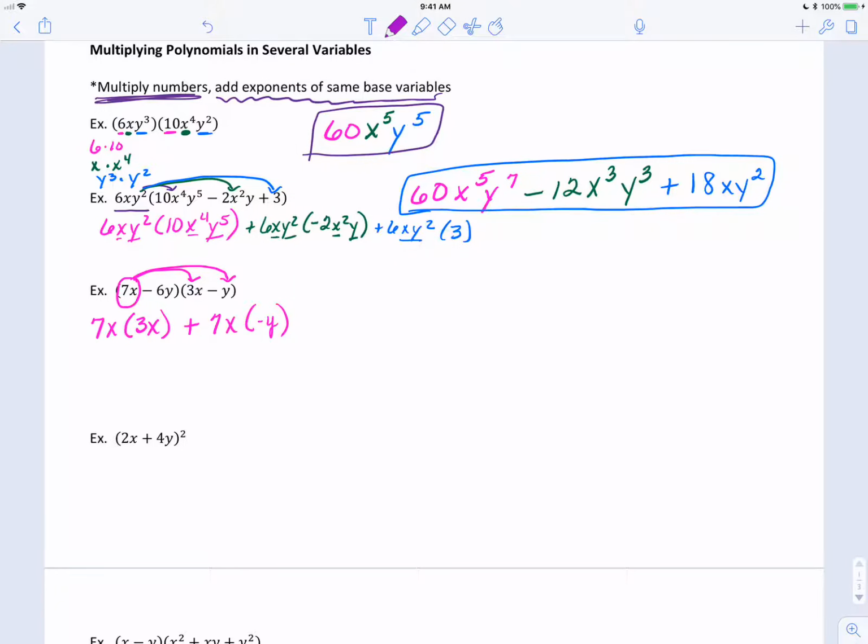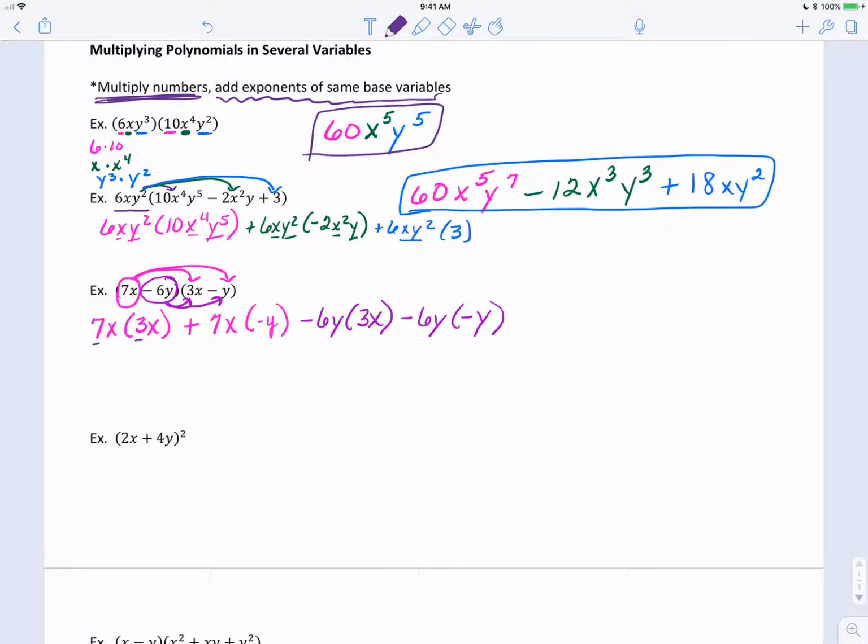Then we're going to take this negative 6y and multiply it by everything in here: times the 3x, the negative 6y, times that negative y. Okay, so now let's go do it.